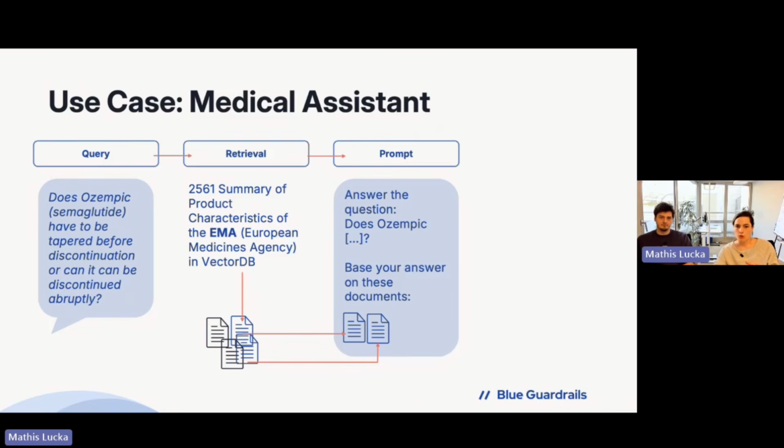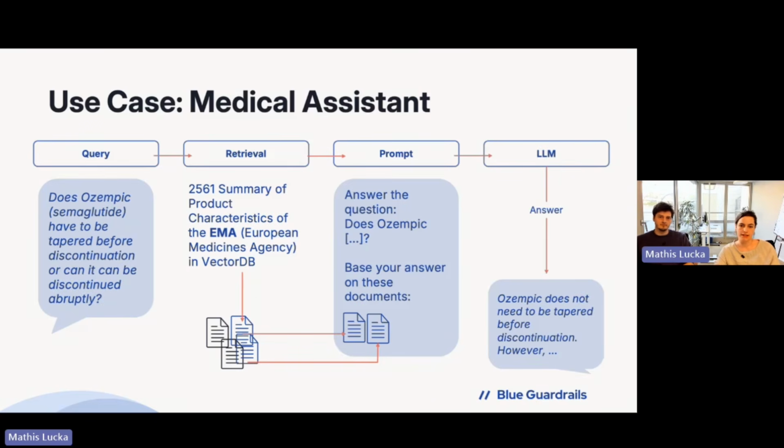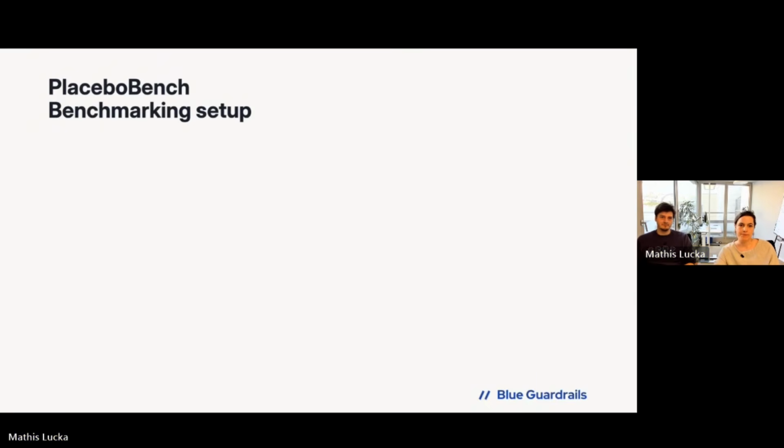Then we feed the question together with those relevant documents into the prompt, and the prompt is then sent to the LLM that generates the answer. So for example, Ozempic does not need to be tapered before discontinuation, however, and so on. So you know the deal. That was the use case that we set up to be able to test the performance of these LLMs.